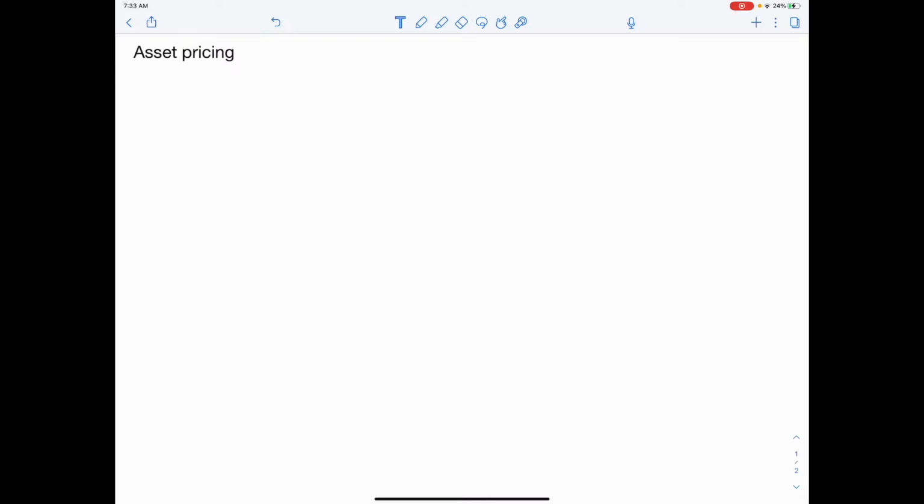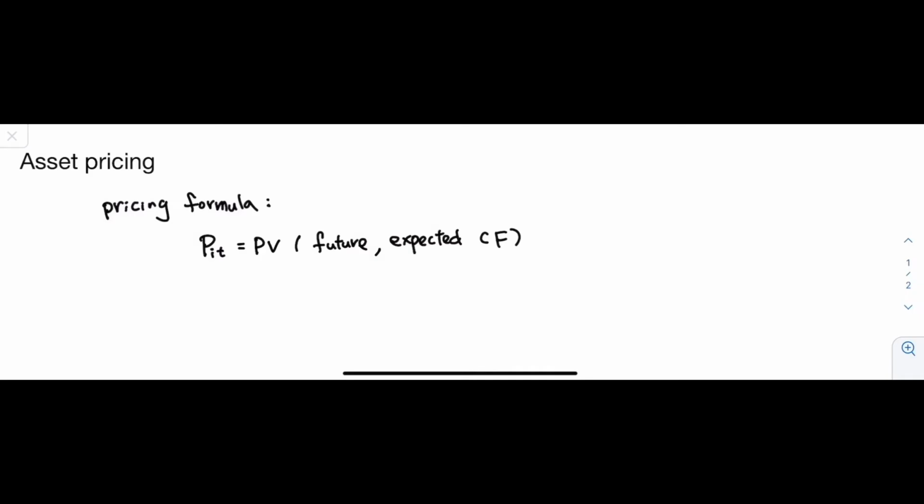The answer is that we need to come up with the present value of all the future cash flows that we are going to get. We add them up, and that will be the price of the asset we are going to pay for. So this is the pricing formula we adopt in general to quantify how much we are going to pay for an asset. We say the price will equal the present value of future expected cash flows.